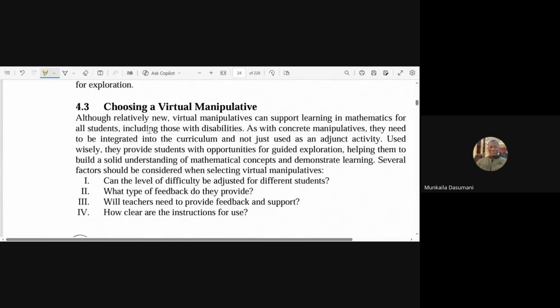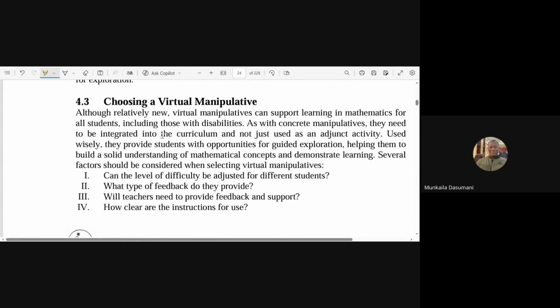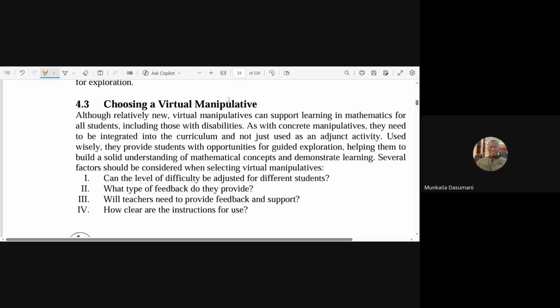Let's look at ways of choosing virtual manipulatives. What necessitates the choice of a virtual manipulative? Why do you choose? Can we have somebody to take us through that one? Why do you choose a virtual manipulative? Yes, I know you are tired. Richard, your hand is up. You want to help us? Oh, I saw Abotsi. So Richard, take us, Abotsi will help you along the way. Read the paragraph, then the steps, Abotsi will help us.